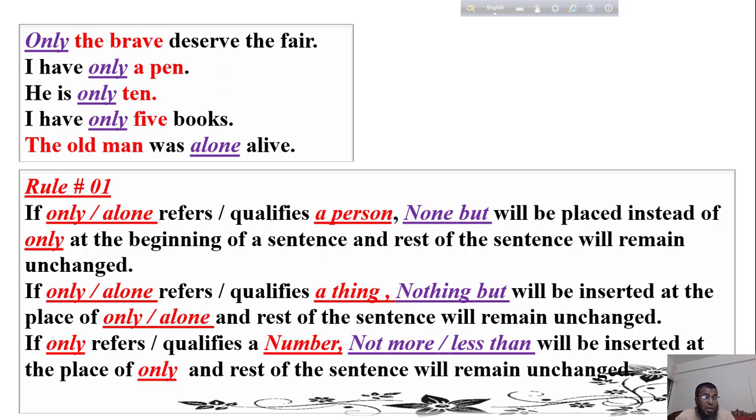I think you have understood all the three rules written here. Okay, now do the work here. You can change all the sentences that we have, and you're given only 2 minutes.